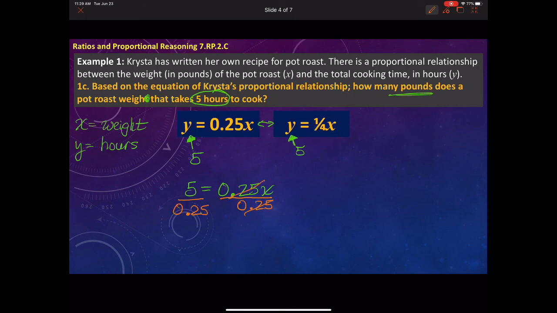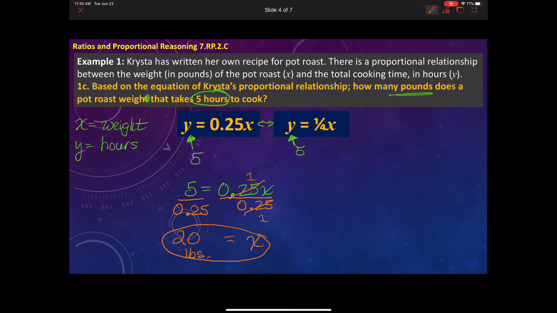Now these cancel each other out. They divide and they cancel each other out, turn into 1, essentially. All you're left with is x, or 1x. I'm just going to write x, though. And then we have 5 divided by 0.25. Now that's where you can get out your calculator and just do 5 divided by 0.25, top divided by the bottom, and you should get 20. That's pretty big. So you're going to get 20 pounds either way.